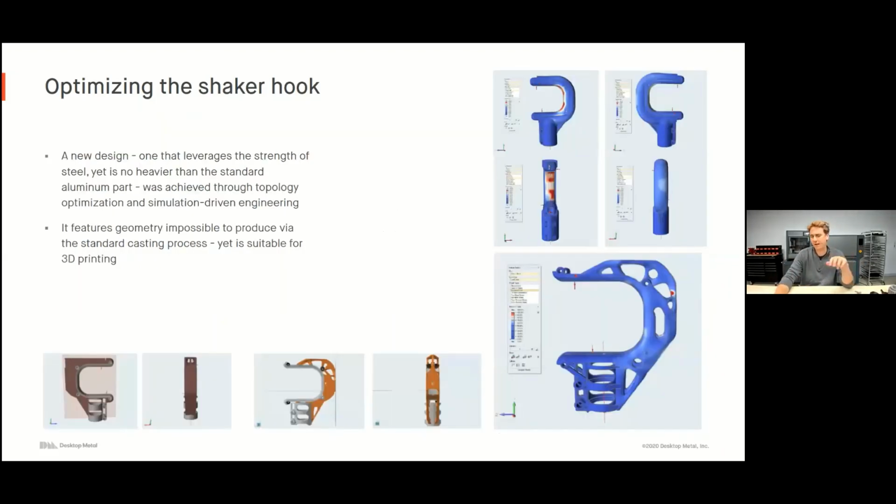So what Cifarelli did was they came up with a new design, a design that was able to leverage the strength of steel, yet is no heavier than the standard aluminum part. This was achieved through some topology optimization as well as some simulation-driven design. So you can see here, they're able to load this part into a generative design software. They're able to apply some loading, some forces, that vibration frequency, and then allow the software to remove material where it thinks is best to really leverage the strength.